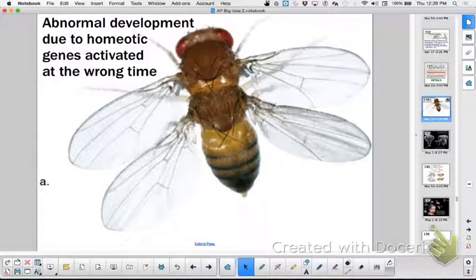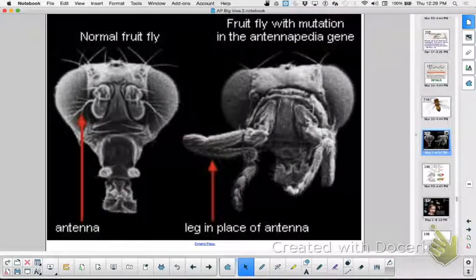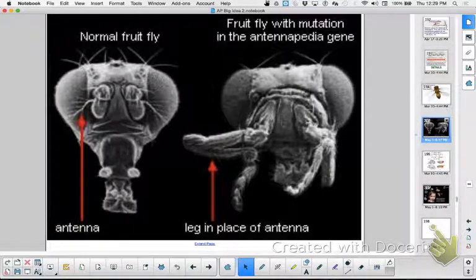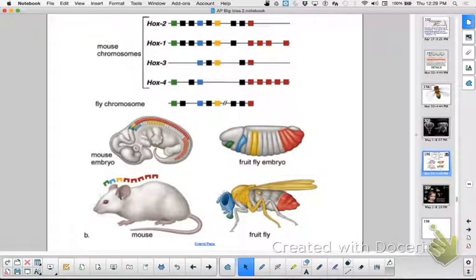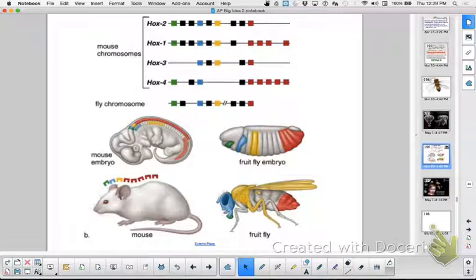Here's an example of abnormal development due to the wrong genes turned on in the wrong place at the wrong time. Here is a normal fruit fly, and here they have a mutation. So the fruit fly has a leg instead of an antenna right here. We looked at similarities in pattern formation, whether you're a mouse or a fruit fly. The same genes for the anterior region and the posterior regions are turned on.